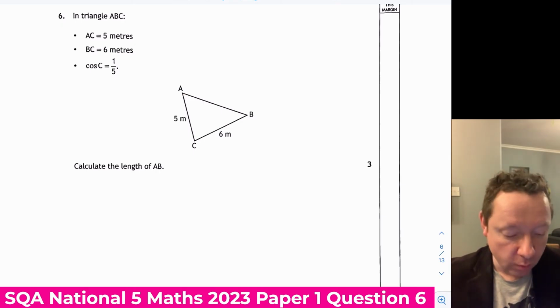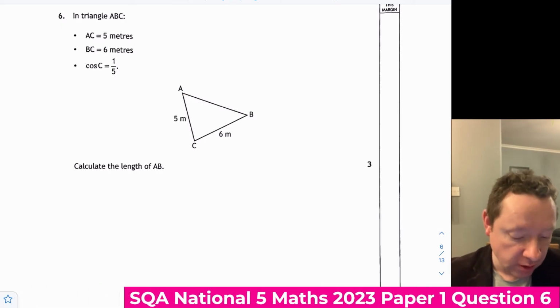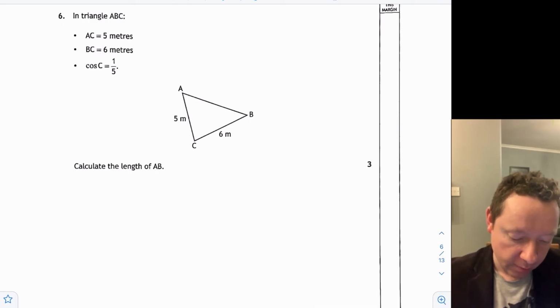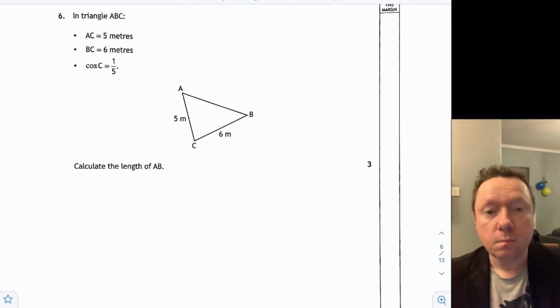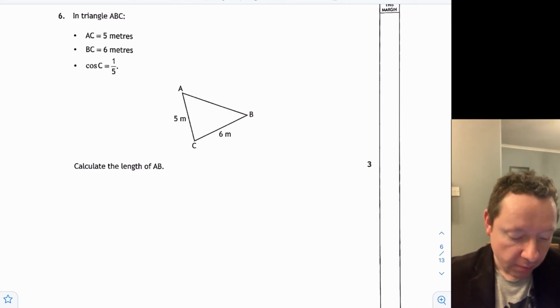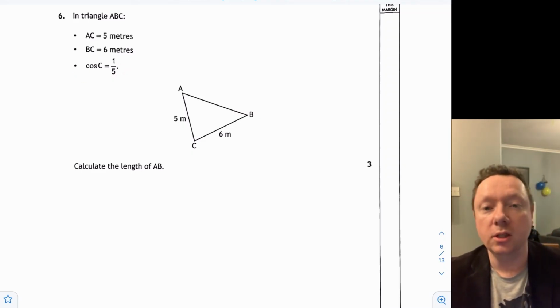Free paper 1 question 6. AC is 5 metres, BC is 6 metres, cos C is a fifth. Calculate the length of AB. So this is one of those questions where we're using the cosine rule, but they're giving you the cos of the angle so you can just go straight away.